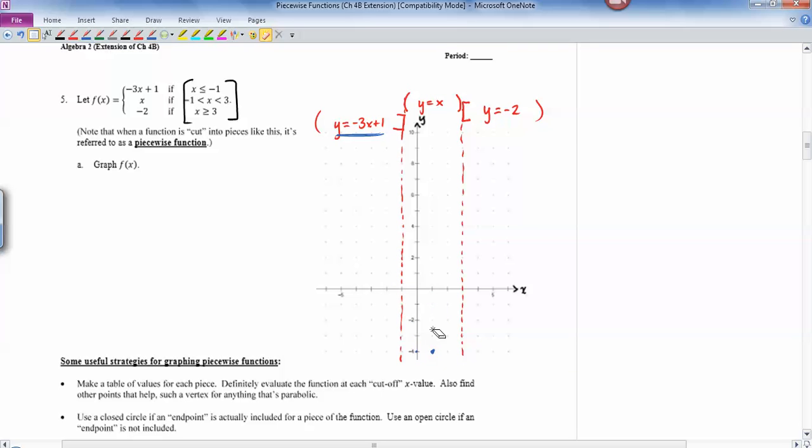Oh, sorry, not -1, +1. So really it would look like this, down 3 over 1. So it would look like this. But then you're drawing the whole line, and you don't want the whole line. You just want the part that's over here.